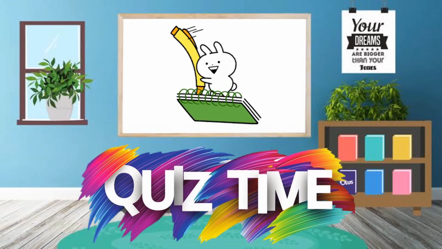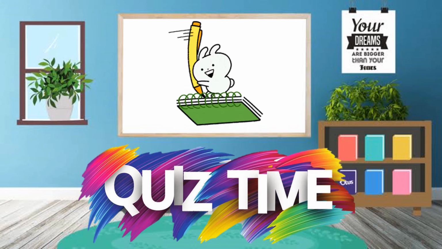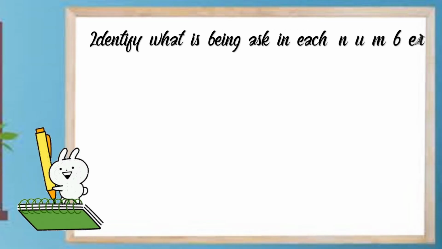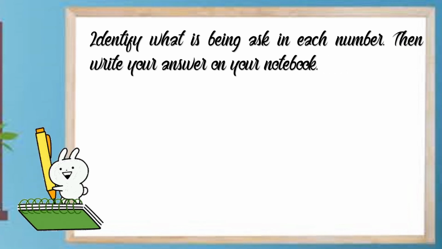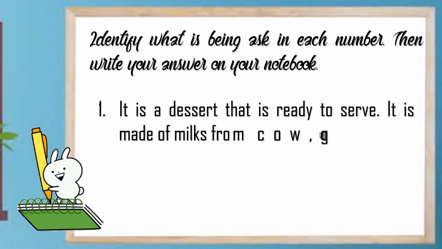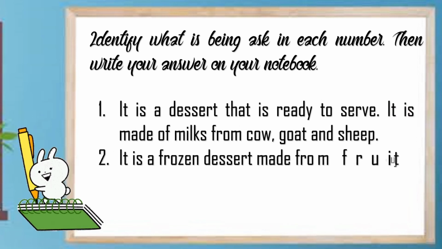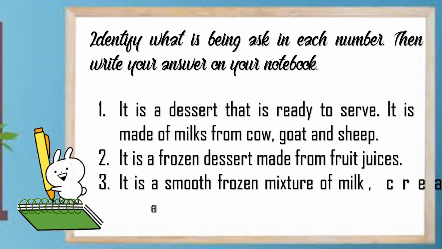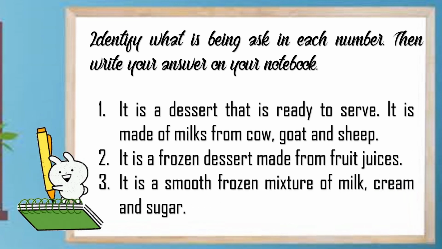Quiz time! Identify what is being asked in each number. Then write your answer in your notebook. Number 1. It is a dessert that is ready to serve. It is made of milks from cow, goat, and sheep. Number 2. It is a frozen dessert made from fruit juices.